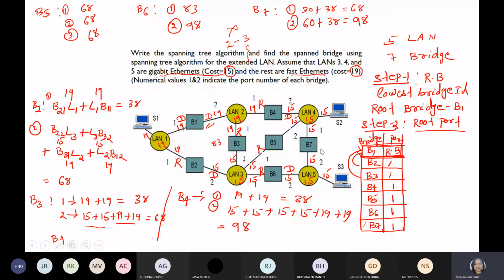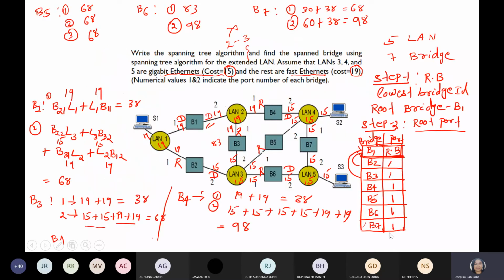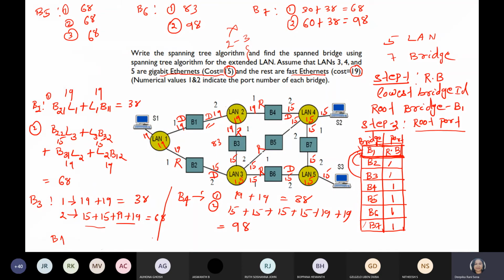Now the last step we are proceeding. Line 5 we have marked as B6 port 2. Then the last step, step 4. What is step 4? Step 4 is to find the block ports. Now we will check from the figure itself. You can check from the table and from the figure. You can refer to your previous bridge and port table and your LAN and designated bridge port table. Already we have marked in the figure itself.